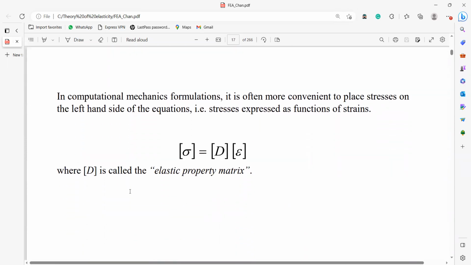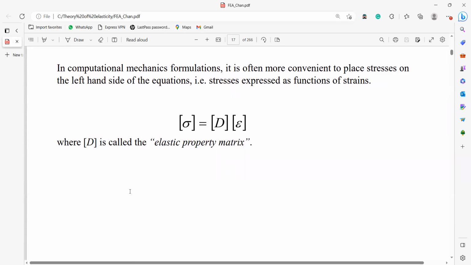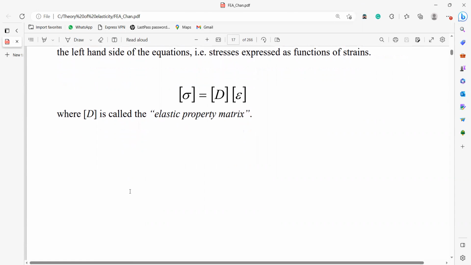So here in computational mechanics formulations, it is often more convenient to place stresses on the left side of the equations, with stresses expressed as functions of strains. So sigma is equal to D into epsilon. D is the elastic property matrix, the D matrix is what connects the stress and the strain.